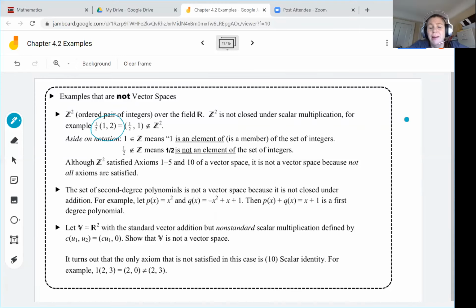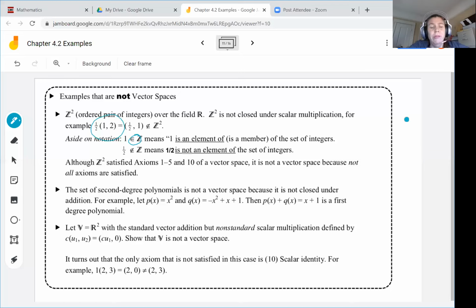An aside on notation: this 1 belongs to Z. That symbol, the circular E, means that 1 is an element or a member of the set of integers. So this is a belonging symbol in math. And then 1/2 is not in Z means that 1/2 is not an element of the set of integers. So this is what you can think of as the belonging to, or an element of, symbol.